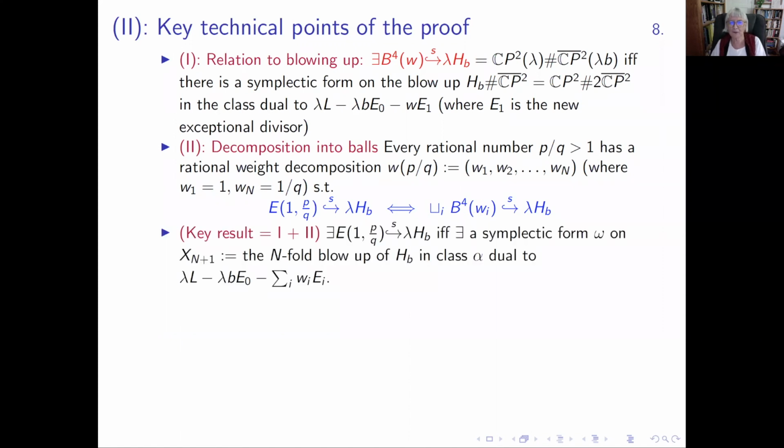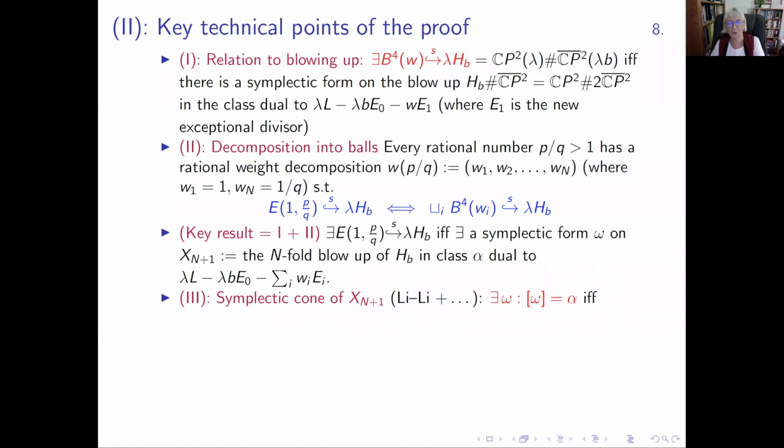And then you put these together and say, you can embed an ellipsoid in a manifold if and only if you can have a symplectic form on an n-fold blowup of HB in a particular class. This is the class of the form on HB, so it takes lambda on the line, lambda B on the first divisor, which is always a special one because that corresponds to the blow up at the target. And then you've got these WI, EI, which correspond to the weight expansion of the ellipsoid you're embedding. So that gives you something to begin with.